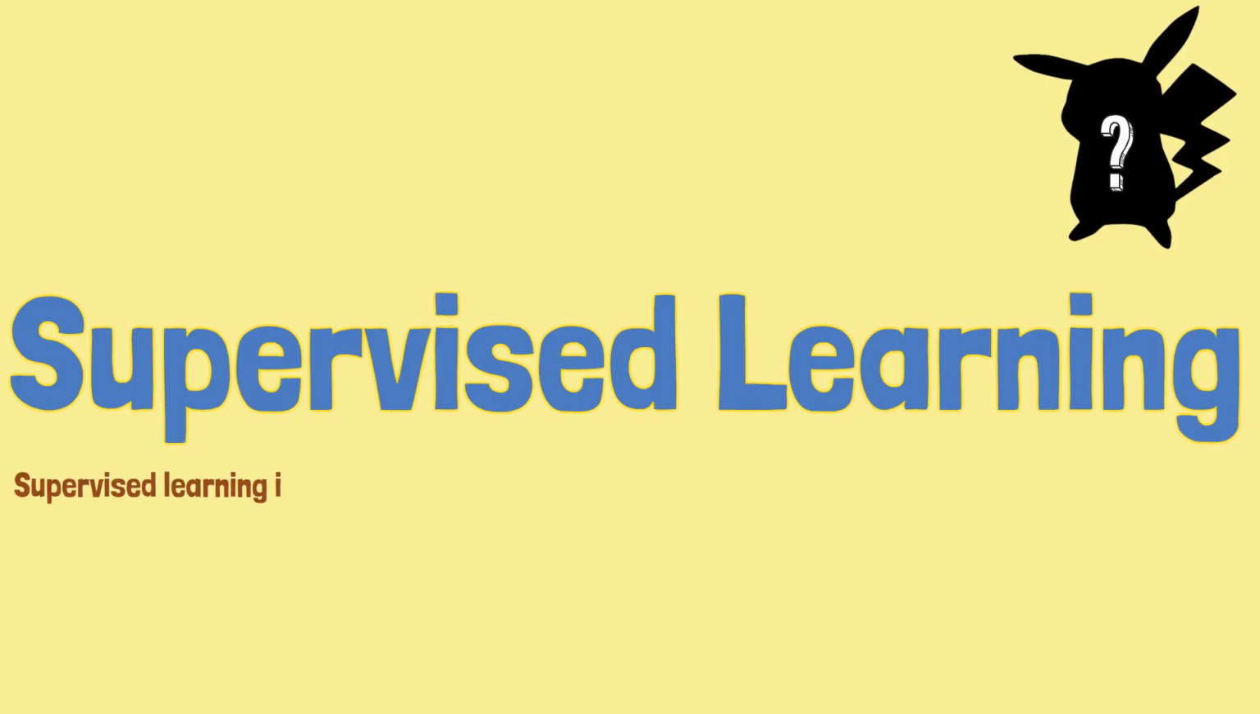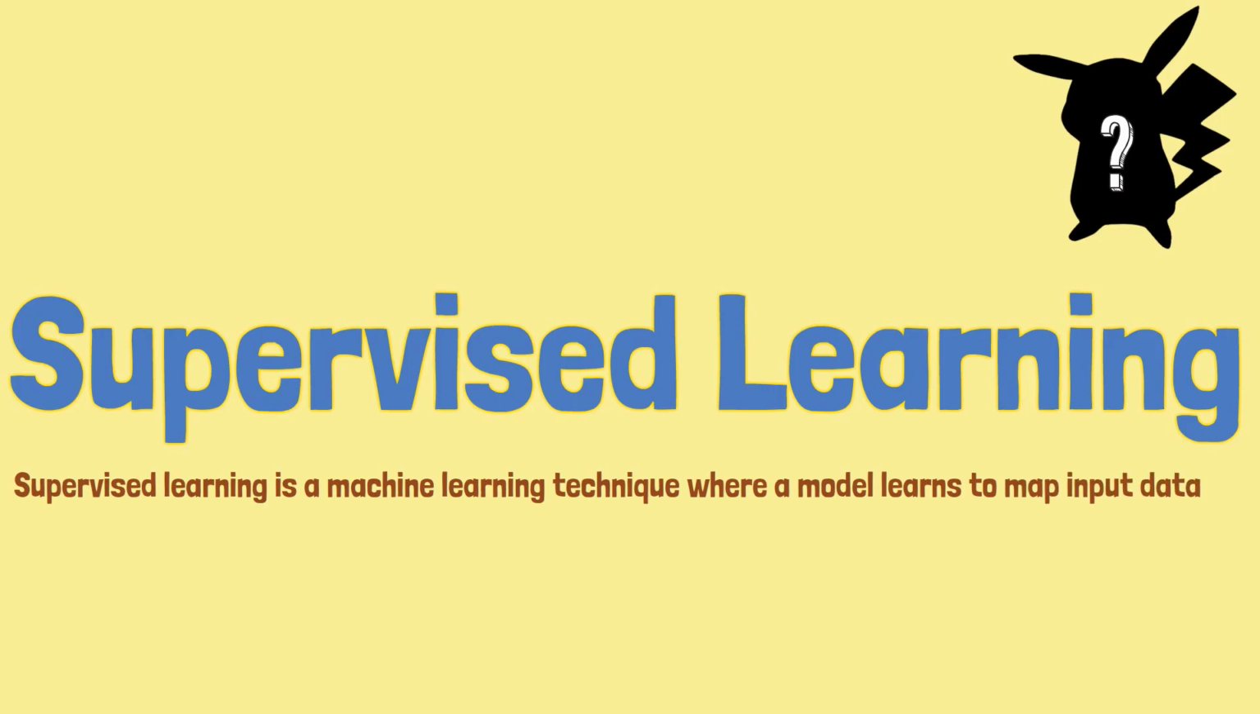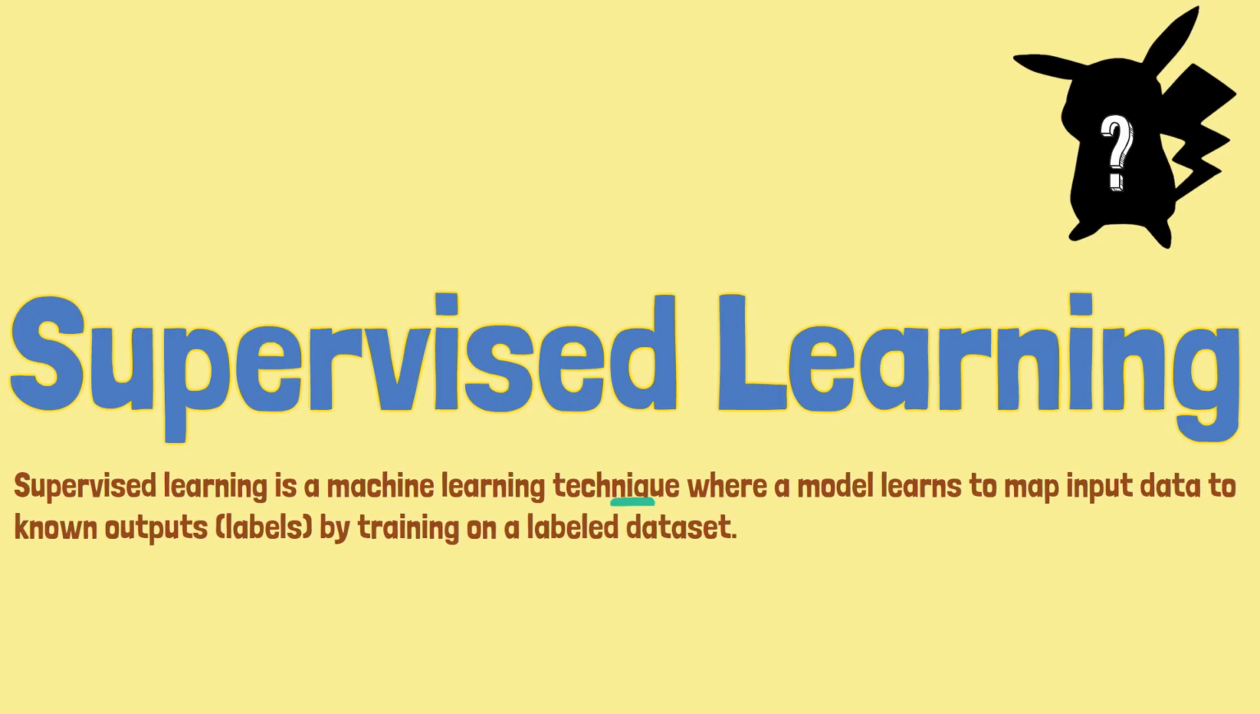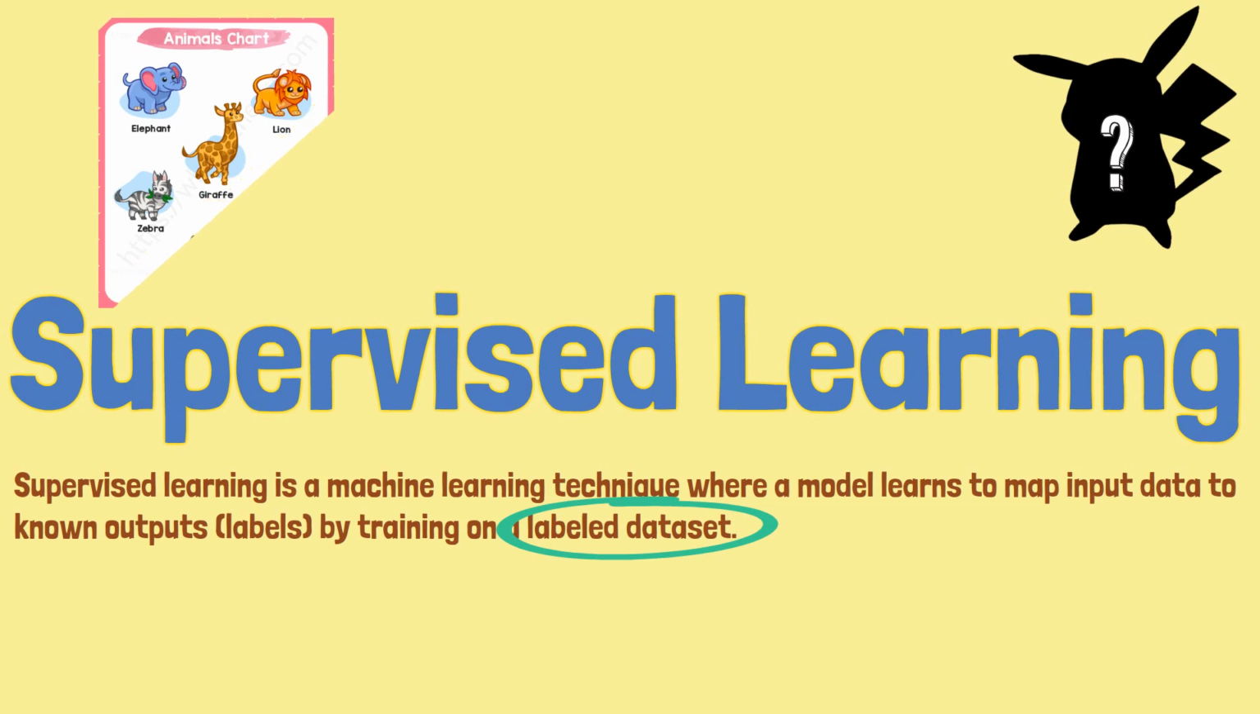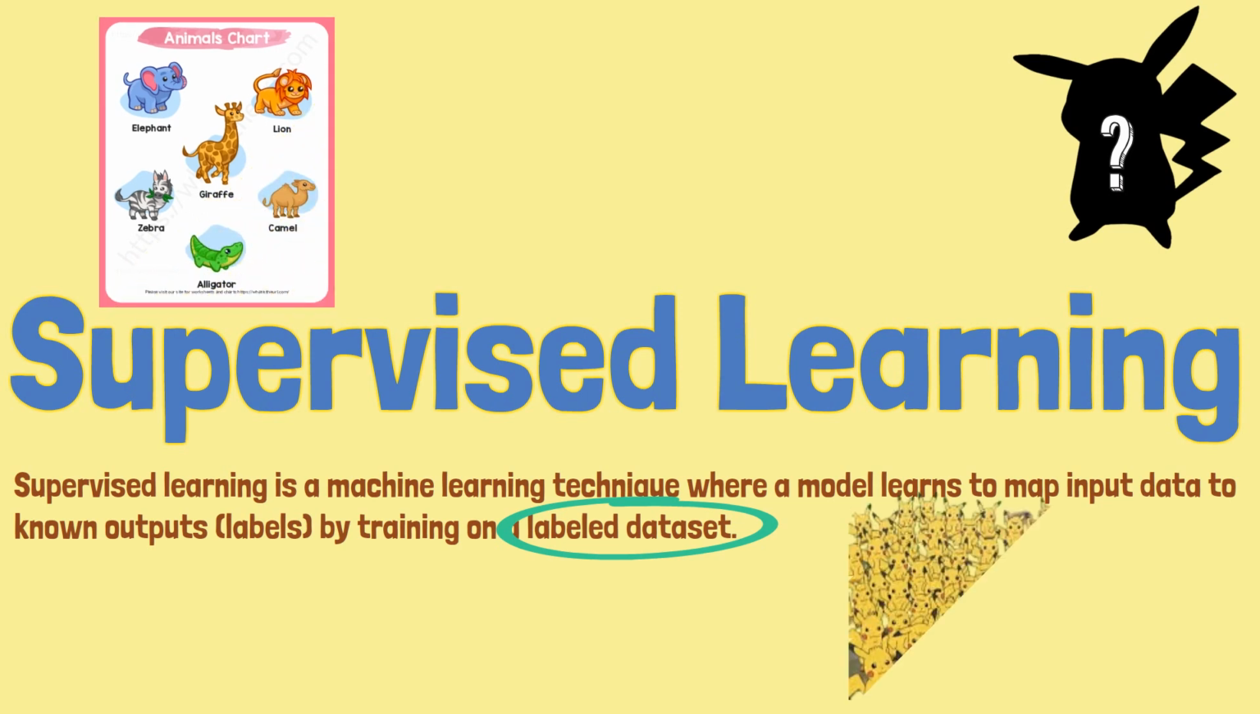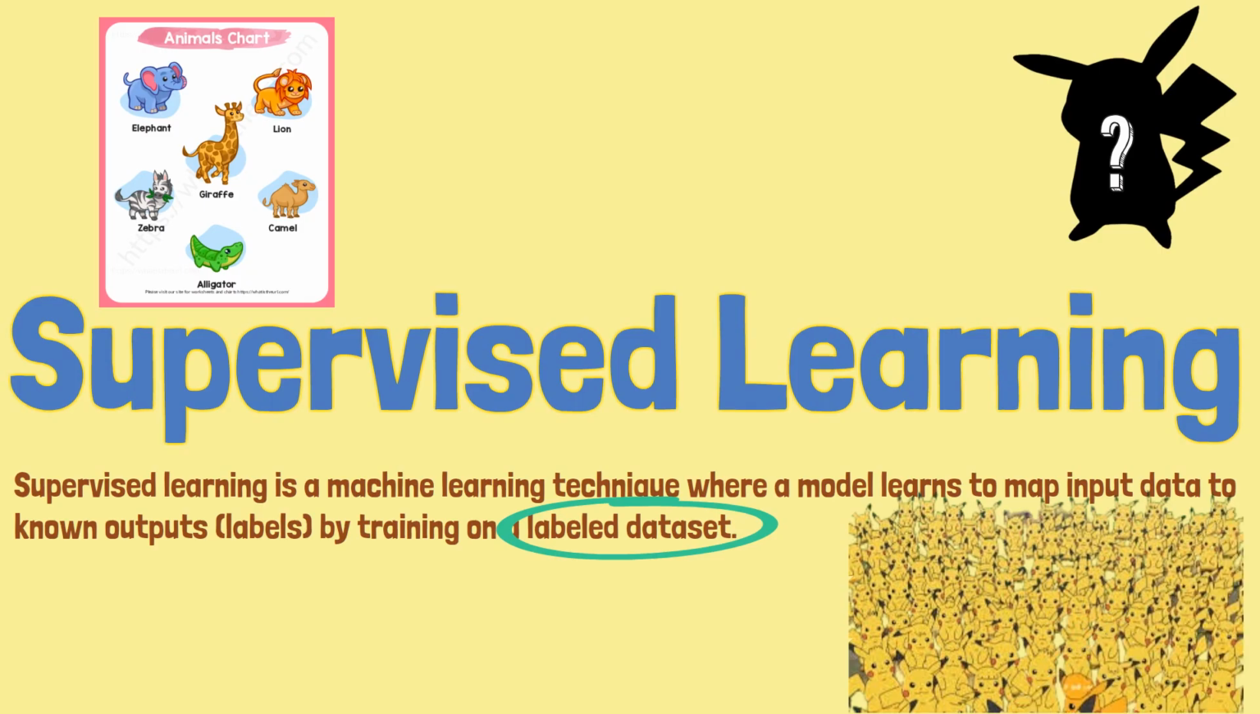Supervised learning is a machine learning technique where a model learns to map input data to known outputs, labels, by training on a labeled dataset. But what exactly is labeled data? It's like a collection of pictures where each one is tagged with a label. For example, imagine we have 100 pictures of Pikachu, and each one is labeled Pikachu. The label tells the computer that this is indeed Pikachu and not some other Pokemon.